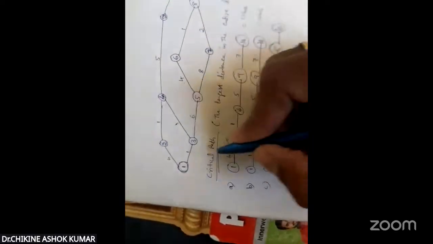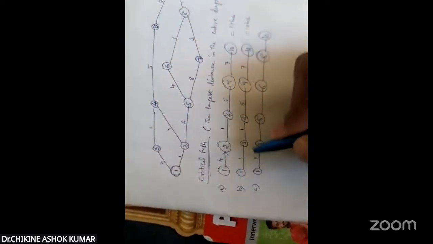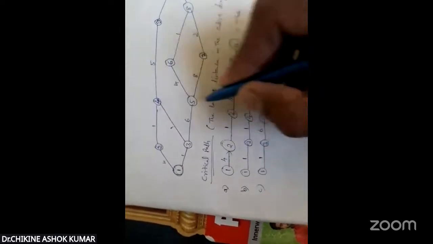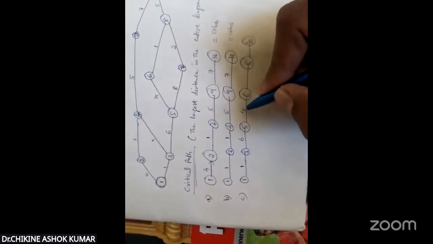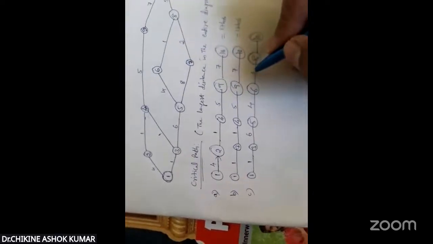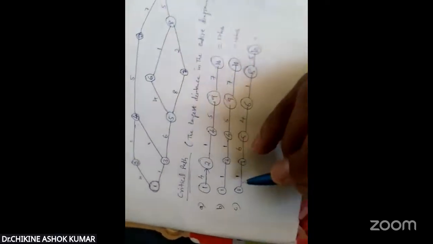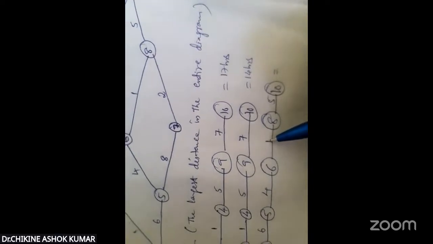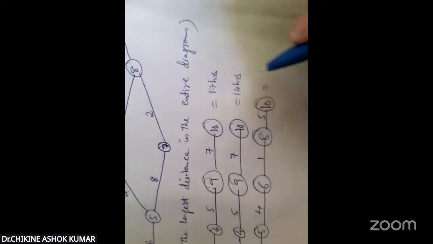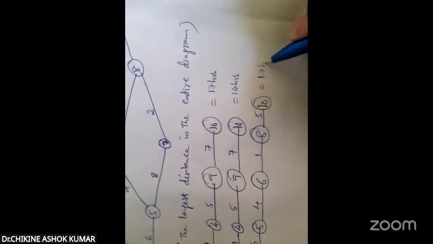What is the time duration again? 1 to 3, it is 1. 3 to 5, it is 6 hours. 5 to 6, it is 4 hours. 6 to 8, 1 hour. 8 to 10, 5 hours. What is the total time? 1 plus 6, 7. 7 plus 4, 11. 11 plus 1, 12. 12 plus 5, 17 hours.